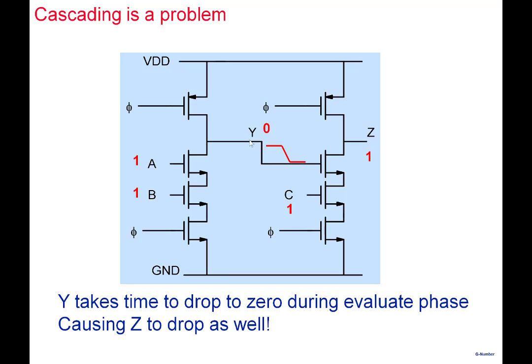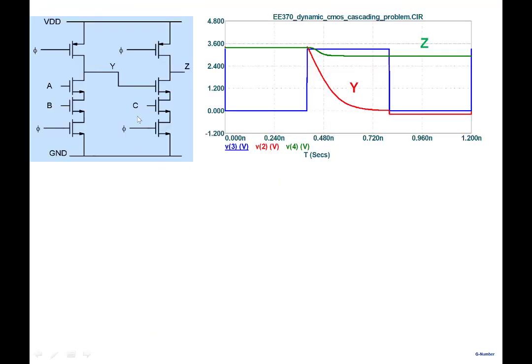So the point is that the correct value of Y is 0. But remember, initially it is charged to 1, and then it will drop to 0. But it takes time to drop to 0 here. And during that time, the input to this particular gate is incorrect. The input is incorrect because it's supposed to be 0, but it's still making a transition from 1 to 0 here. So the input is incorrect, and therefore it may cause an error at this particular one. So cascading is an issue here, as you can see in this particular case.